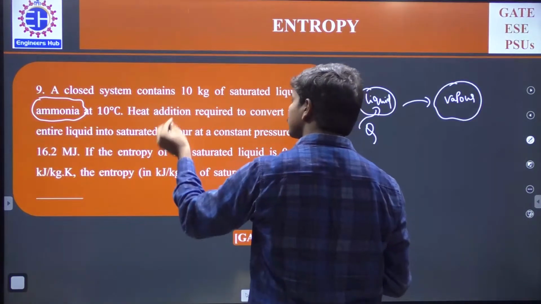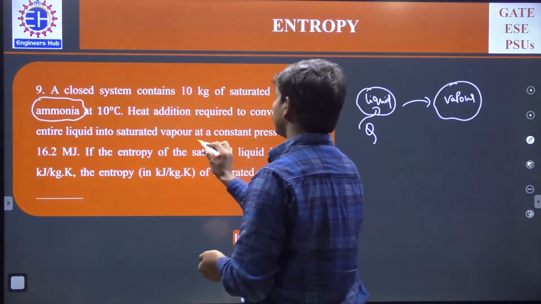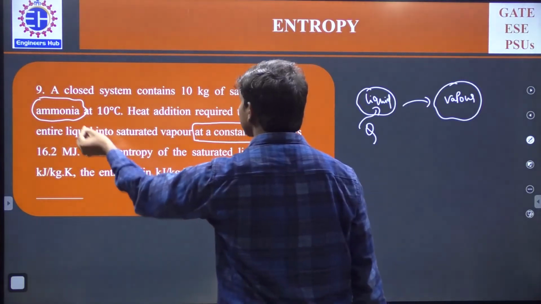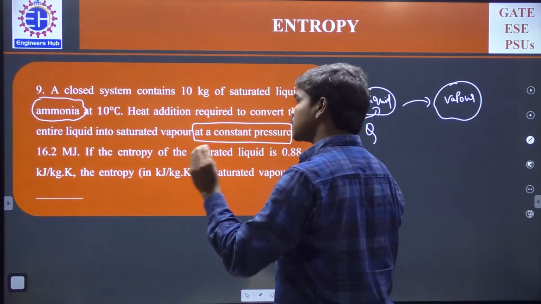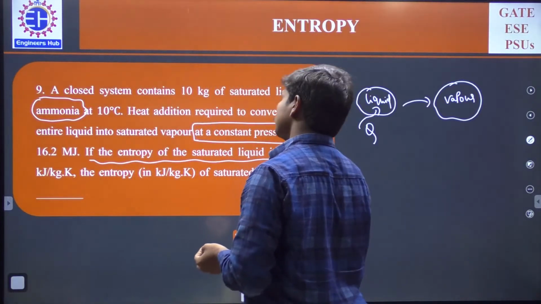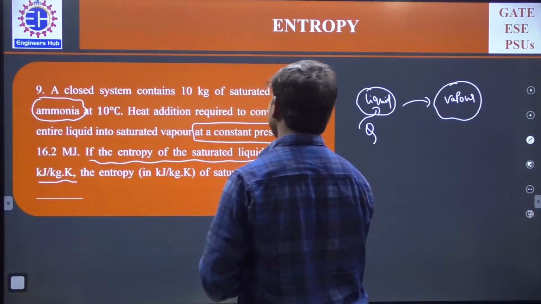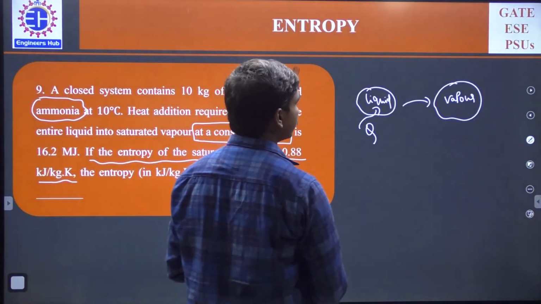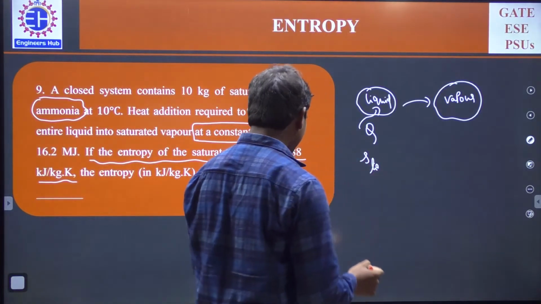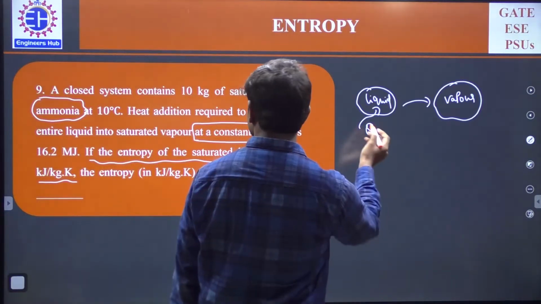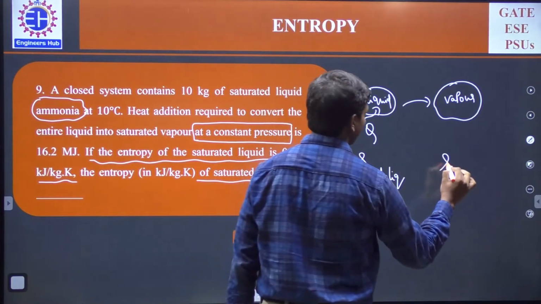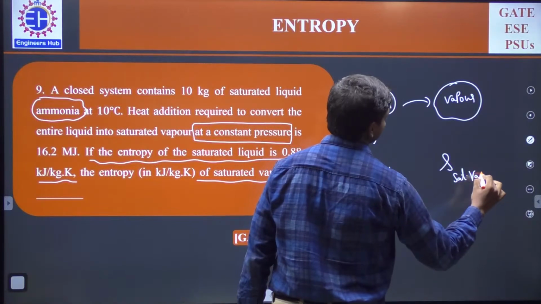The heat addition required to convert the entire liquid into saturated vapor at constant pressure, of course phase change is at constant pressure, is 16.2 megajoules. So 16.2 megajoules of heat has to be supplied. If the entropy of the saturated liquid is 0.88 kilojoule per kg Kelvin, find the entropy of the saturated vapor. So see here, entropy of saturated liquid and entropy of saturated vapor. This is what you want.